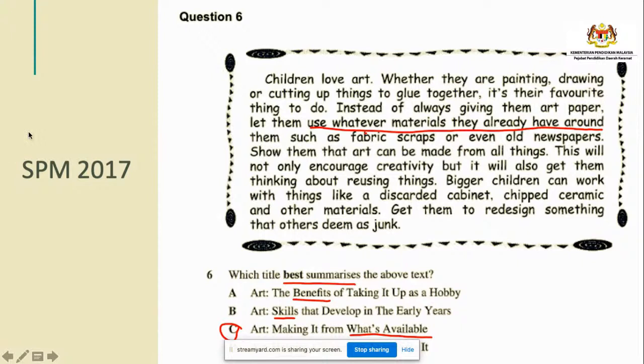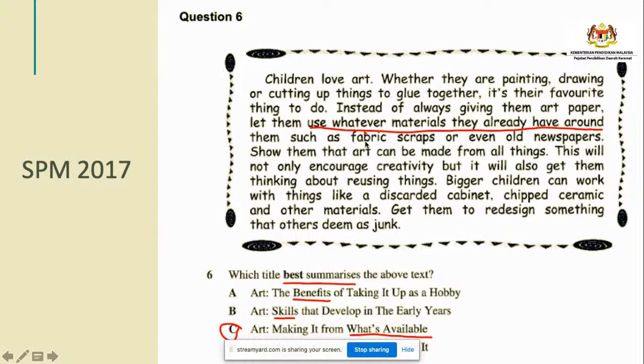Children love art. So we are talking about children now. Okay, children love art, whether they are painting, drawing, or cutting up things to glue together. It's their favorite thing to do. Okay, daripada baca tiga baris ni, insyaAllah faham kan? Okay, we are talking about children and apa yang diorang suka buat kan? Okay, instead of always giving them art paper, let them use whatever materials they already have around them, such as fabric scraps or even old newspapers.